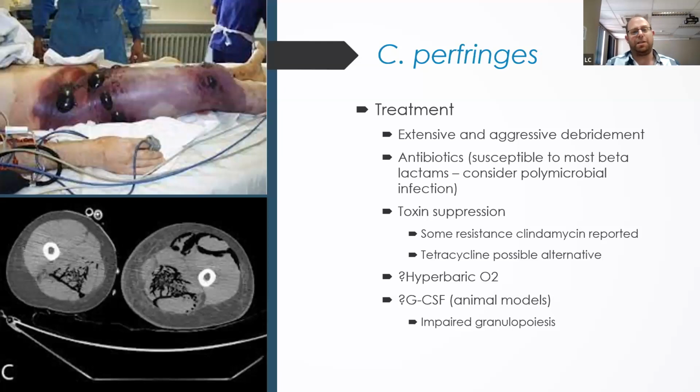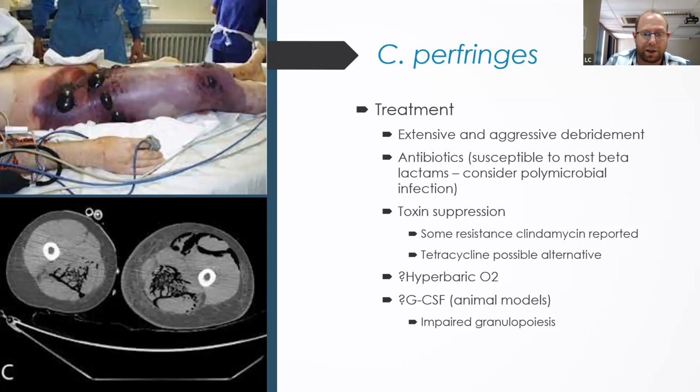The treatment: extensive and aggressive debridements, antibiotics. They're susceptible to most beta-lactams, but you have to consider polymicrobial infections. Toxin suppression is always suggested. Again, good trial data, I must say, I struggle to find, but it's certainly something that every textbook suggests and has a sound physiological basis.